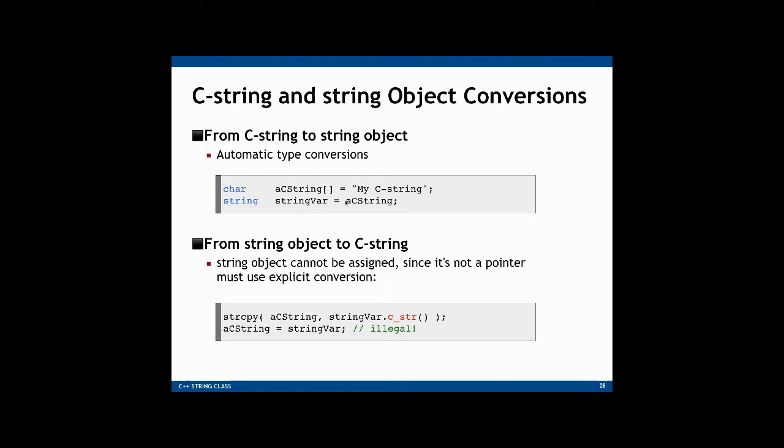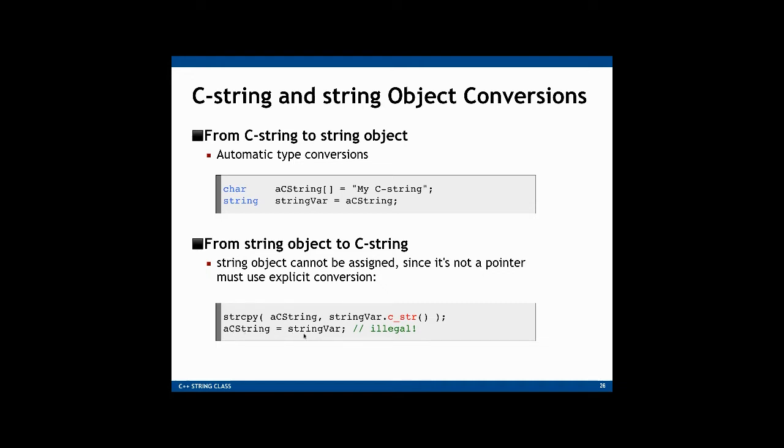But the other direction is not possible. So C++ does not automatically convert string class type to C string type. So this is illegal, because string var is a string class type and a C string is a C string variable. So automatic conversion of string class type to C string is not provided by C++. So it's illegal.